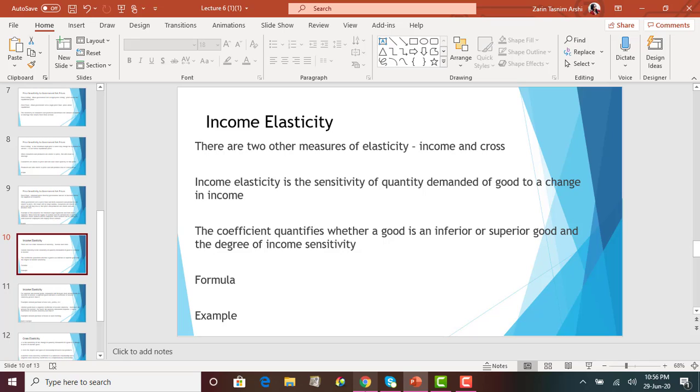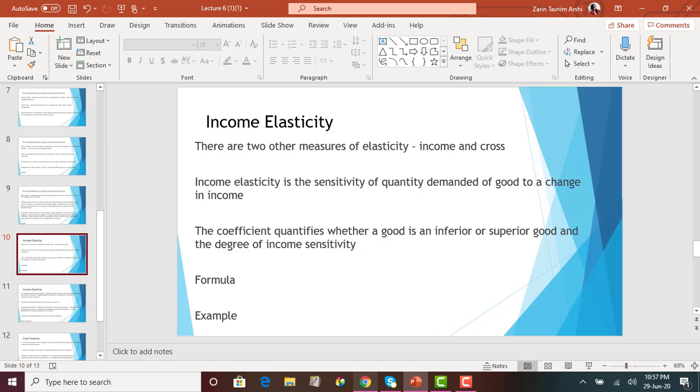Now in this scenario, price remains fixed, nothing's happening to the price. We are thinking the price in the market remains the same, but you get a promotion, your income goes up. So based on that, how will you react to the quantity demanded of a particular type of good? Okay, now based on the coefficient we can determine if this is an inferior good, or if this is a superior good, or if this is a normal good. And in previous classes we discussed what's inferior, what's luxury, and what's normal good.